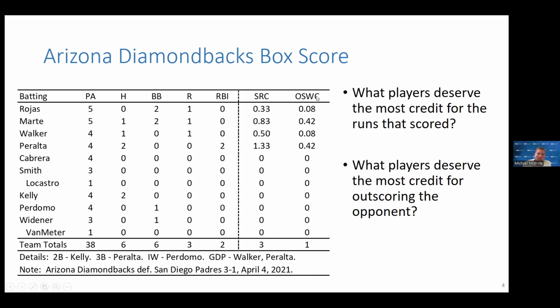Now for outscoring the opponent by winning the game, there's 1 win credit that the team gets to divide up for the offensive portion of outscoring the opponent. And this is how the stat says this is the fair way of distributing the credit for that. Even though Peralta gets credit for helping the team score the most runs, Peralta and Marte, actually, their contributions were equally important to outscoring the opponent. Okay. So that's what this tells you.